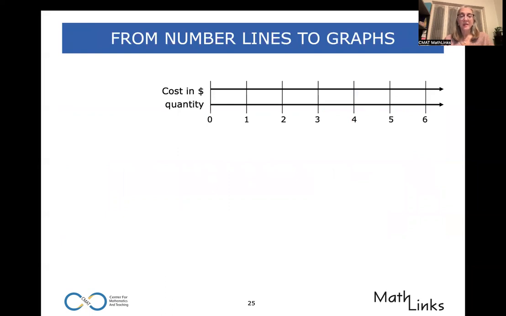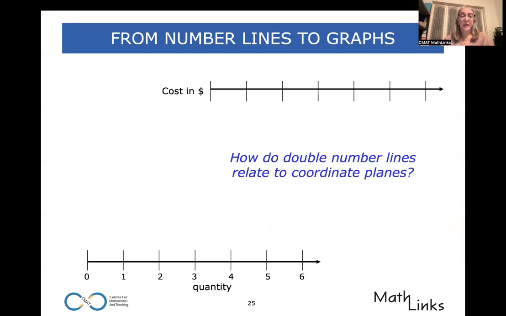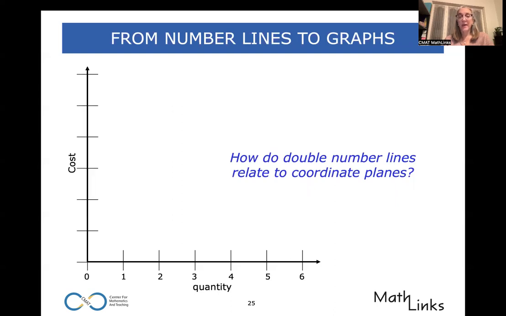This slide focuses on the connection of the double number line to a coordinate graph. Notice how quantity moves and becomes the x-axis, and the cost becomes the y-axis. Then students complete the graph.